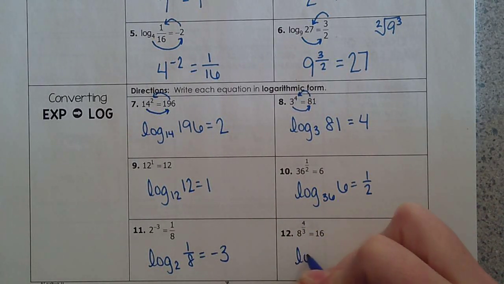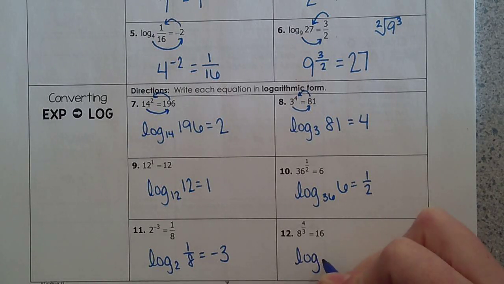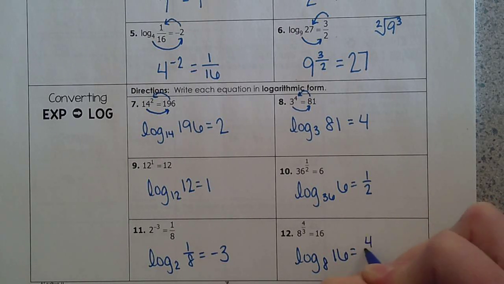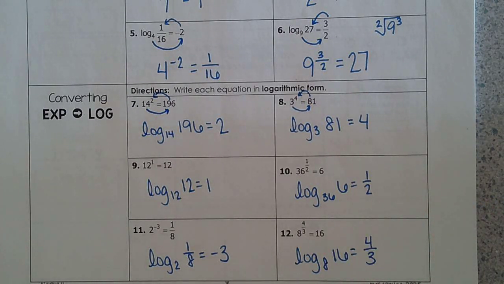Okay, last two: log base 2 of 1/8 is negative 3, and log base 8 of 16 is 4/3. Turn the page when you're ready.